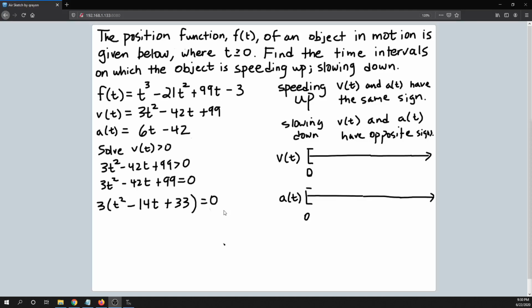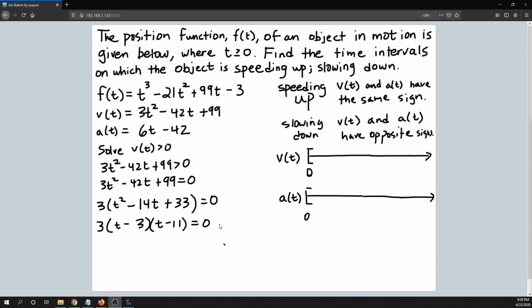Equals 0, and then I need to factor that out. So I need two numbers that multiply to give me 33, but add up to give me negative 14. So that is going to be negative 3 and negative 11. And this one is fairly easy, right? Because after I factored the 3 out, I have a 1 here as the coefficient. So once I find those two numbers, I can just put them in there.